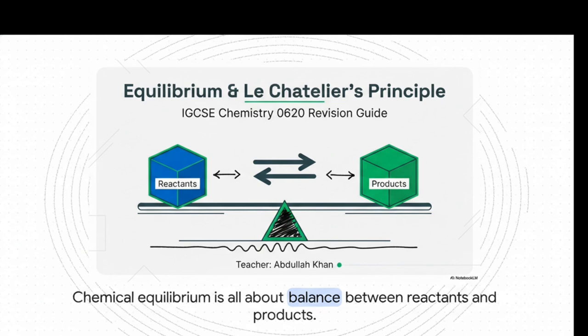Think of it like a seesaw. The reactants are turning into products at the exact same rate that the products are turning back into reactants. So the levels on the seesaw stay constant, but the action is nonstop.